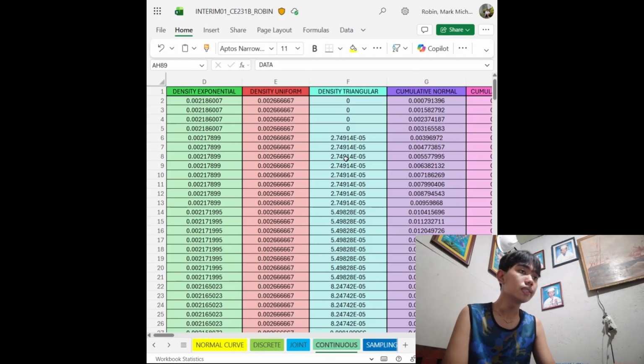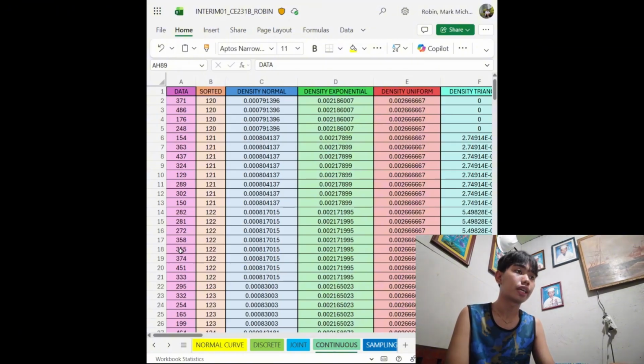So let's move to the continuous. In continuous, we have the data and the sorted, and I sorted it again. I model the data using exponential, uniform, and triangular. For the exponential, we also have a normal, density normal. For the exponential model, I calculated by 1 over mean. For the triangular model, I use the min, max, and mode to define the peak.